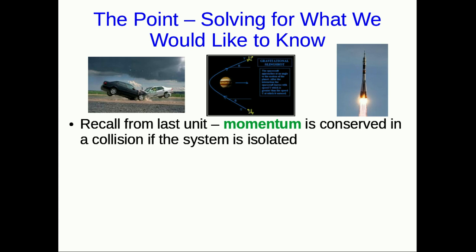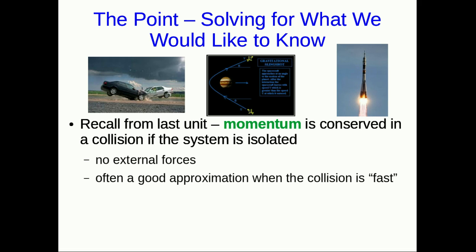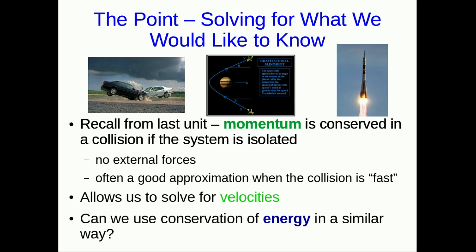And this was last unit, and we used this fact that momentum is conserved in a collision if the system is isolated. And this is true if the system is isolated, if there are no external forces, and we can often make a good approximation that this is true if a collision takes place quickly. And this lets us solve for velocities. This is sort of the point. We know some velocities, we want to know some others. Conservation of momentum gives us a way of doing that.